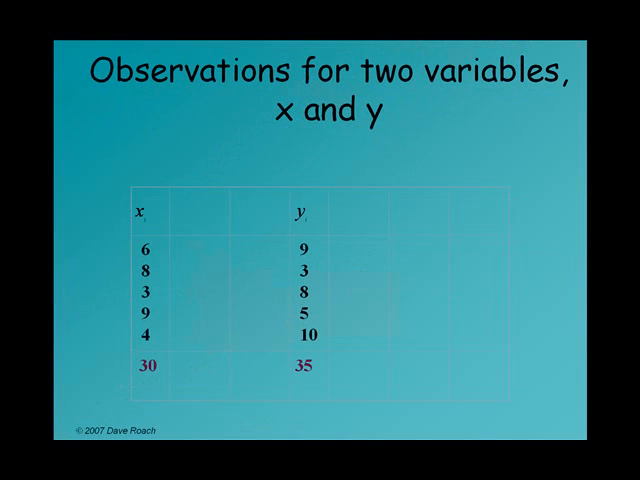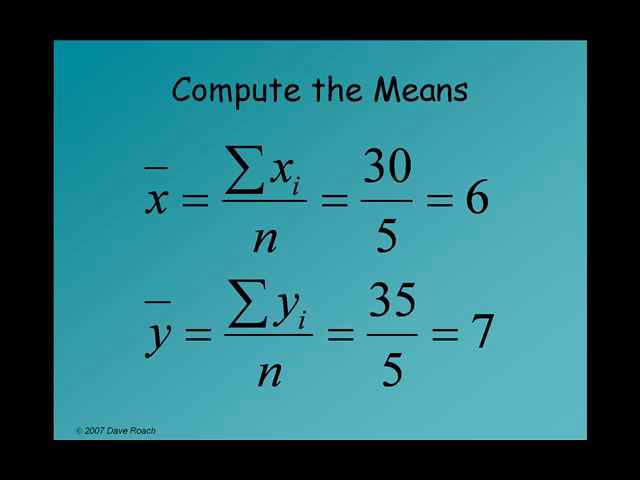Okay, so we start with observations for two variables, x and y. So when x is 6, y is 9, x is 8, y is 3, and so on. You can see I've gone ahead and summed the x's and y's at the bottom to get 30 and 35. I did that so I can compute the means for both x and y. You should be familiar with these formulas by now.